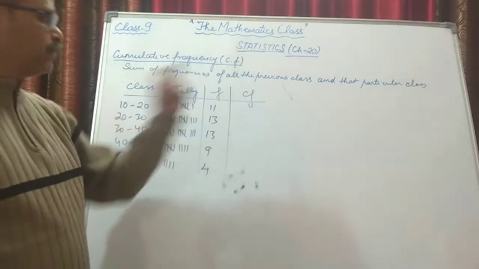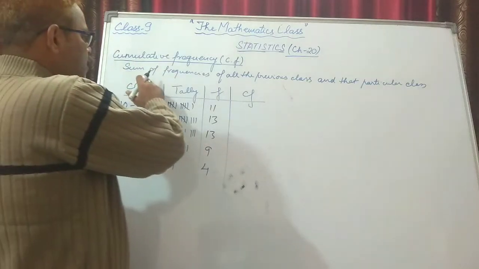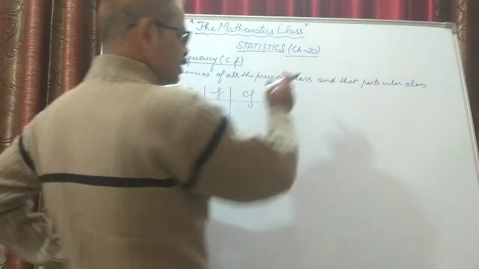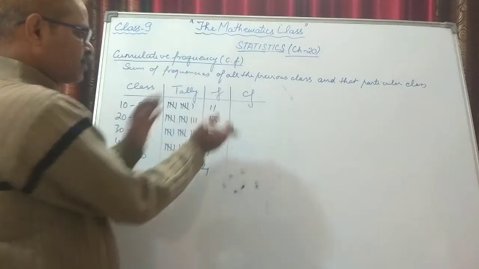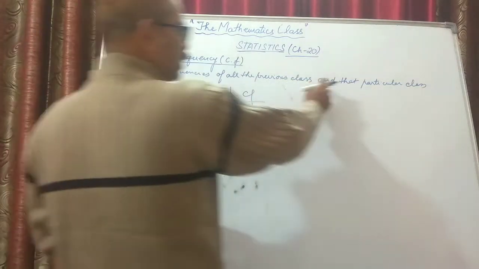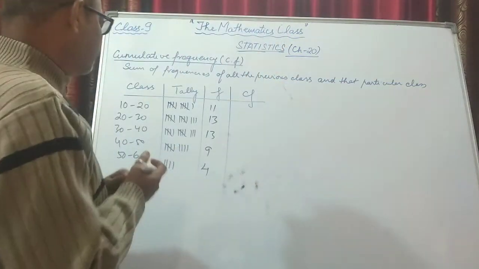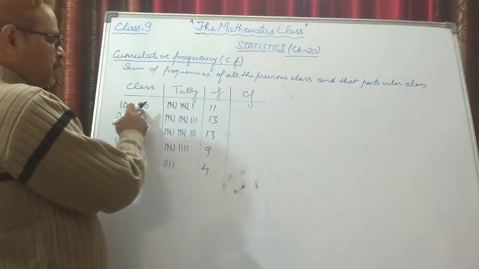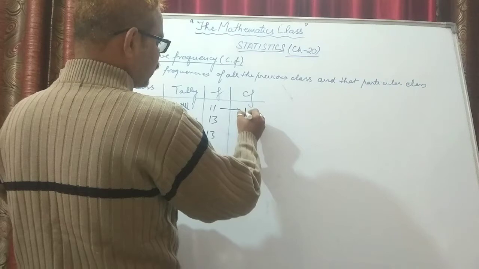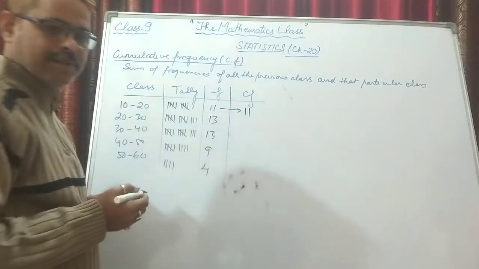Now what is cumulative frequency? They say sum of frequencies of all the previous classes, and that of the particular class. So if I take the class 10 to 20, the frequency is 11, so the cumulative frequency will also be 11.